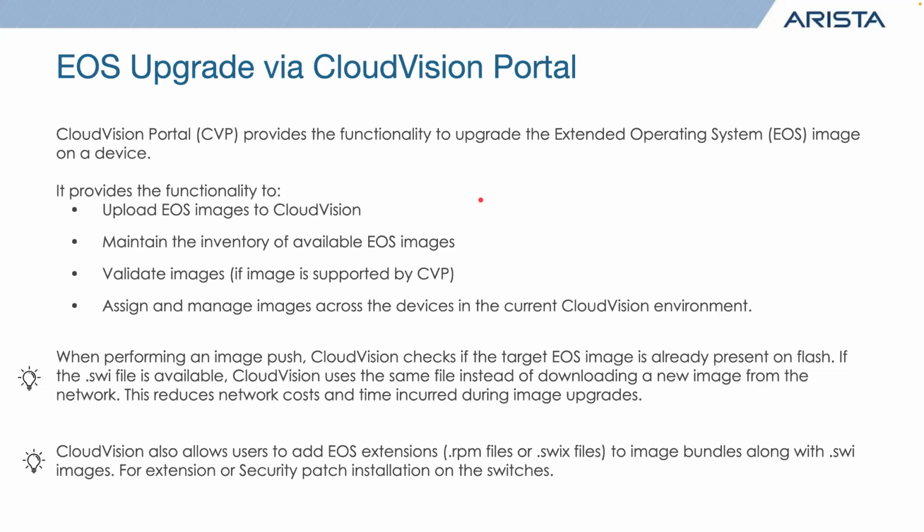Now, as part of this webinar, we'll be focusing on the image management module, which allows you to do a lot of things, including maintaining an image repository on CloudVision itself. So you can upload EOS images to the CloudVision portal instance where you can maintain multiple images at the same time and decide which images you want to upgrade to for a particular fleet of devices. You also have the ability to validate images. Validation is done by CloudVision portal to ensure the EOS image that is getting uploaded is supported, in order to ensure there are not any compatibility issues.